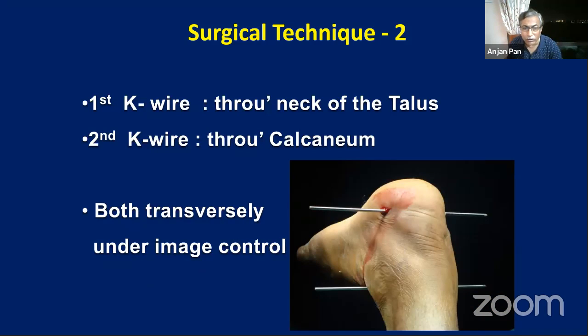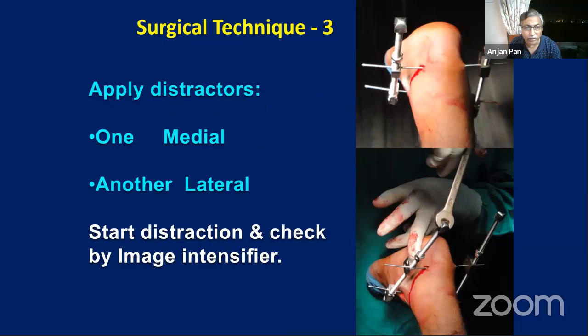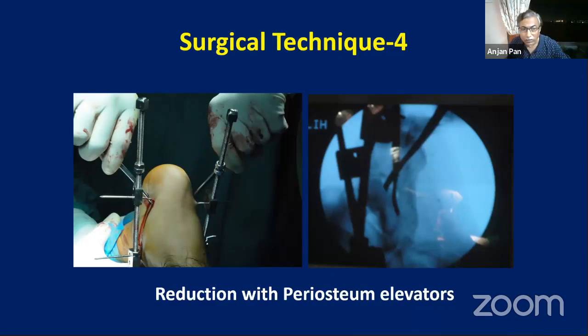Then put 2 K-wires parallel to this fracture line. The first K-wire is in the talus and another is in the tuberosity. And then apply distractor on both sides. Medial should be more because of this varus. And sometimes, when it is impacted, we have to disimpact with this periosteum elevator on the medial side.